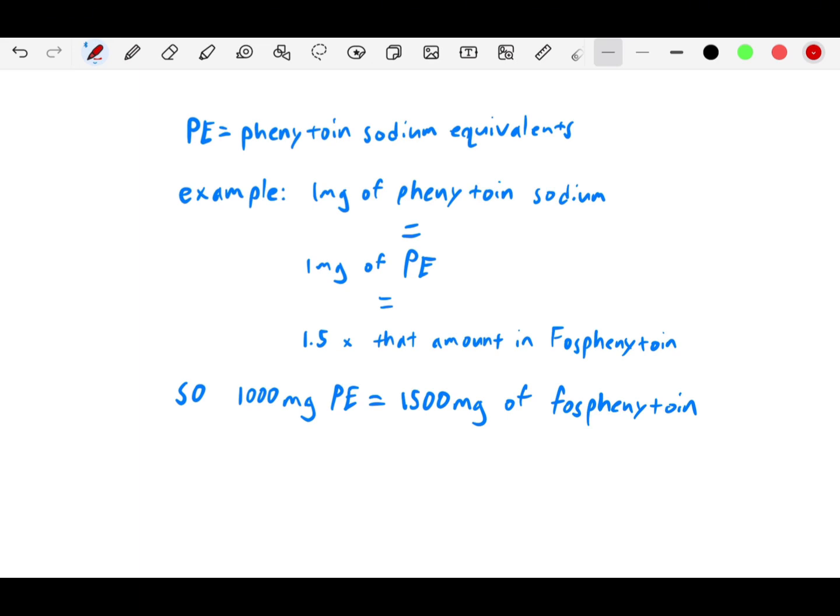And to explain this, if you have 1 milligram of phenytoin sodium, this is equal to 1 milligram of phenytoin sodium equivalents. And to get the dose of fosphenytoin you need, you have to take that amount and multiply it by 1.5. So if you have 1 milligram of phenytoin sodium equivalents, that is 1.5 milligrams of fosphenytoin. And another example, so say you need to give a patient 1,000 milligrams of phenytoin sodium equivalents, you're going to multiply that value by 1.5, so you give 1,500 milligrams of fosphenytoin. Very confusing, but I just wanted to make a quick little note about this because it was confusing to me as I was making the video as well.